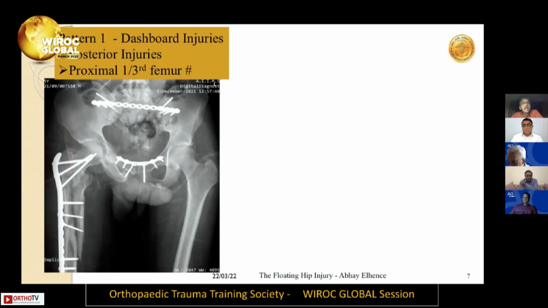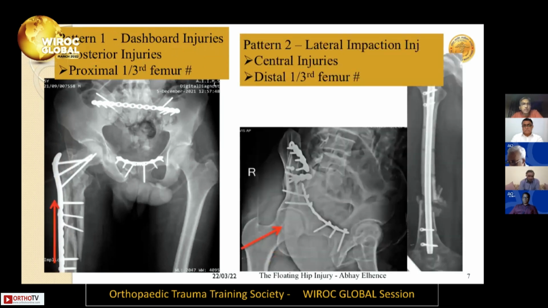So what is important to understand is that there are two patterns of injuries. One, where these are dashboard injuries, where the primary force which is going to damage comes from the knee or distal to proximal. And these are injuries where one will have the proximal third fractures of the femur, and they will have posterior fracture dislocations of the hip or posterior injuries of the pelvis. The second pattern is the lateral impaction injuries, and those are the ones where the primary destabilizing force comes from the greater trochanter. And these are the injuries which cause the anterior and the central injuries to the acetabulum and the pelvis, and they will cause distal third femur fractures.